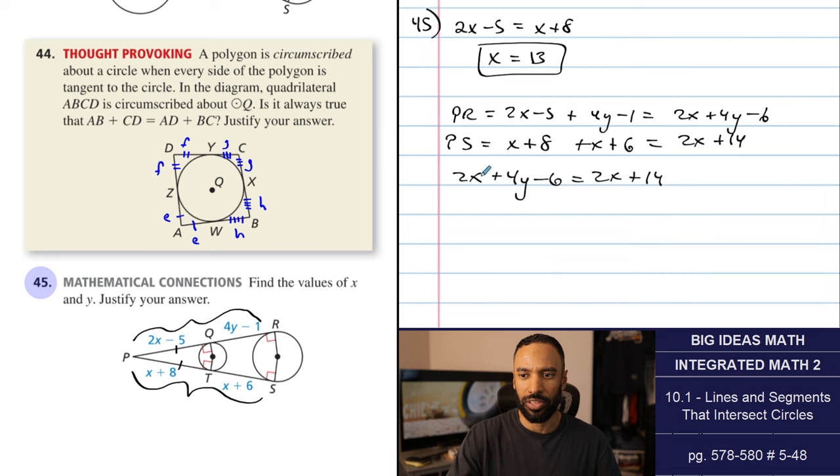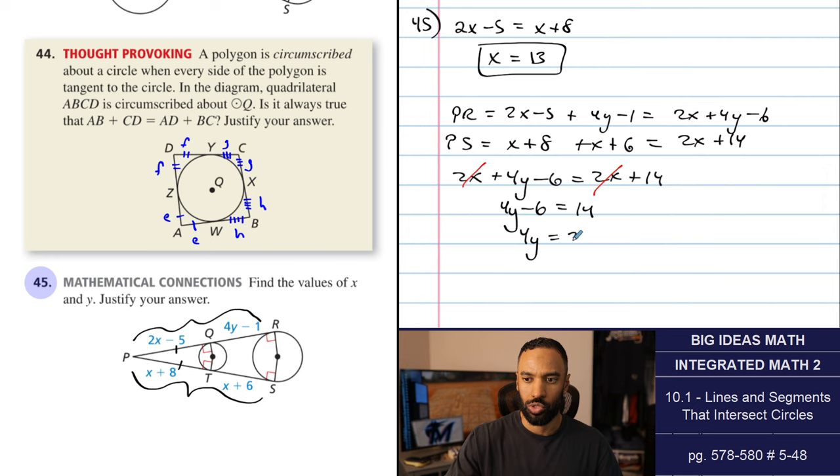Now I was going to say, let's take our x's and substitute them to solve, but it looks like it's not going to matter. When I subtract 2x, it's gone. So it looks like y is completely independent of x, ultimately. 4y minus 6 equals 14. 4y equals 20, so y equals 5. Y equals 5 is my answer.